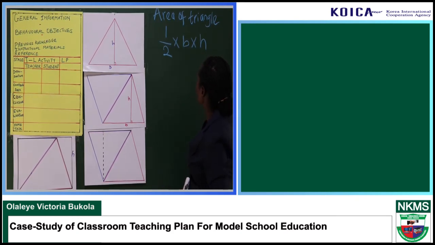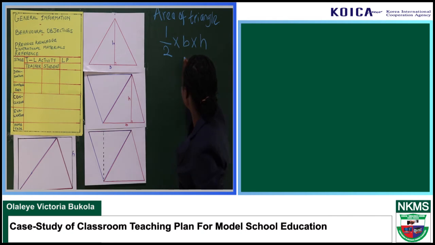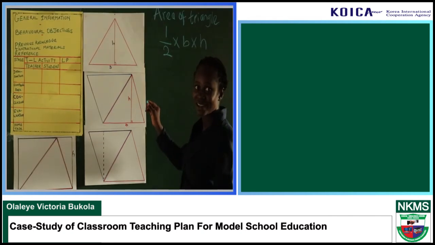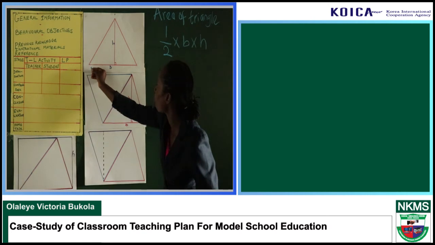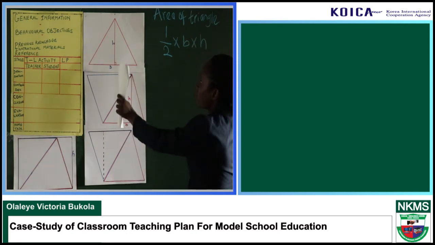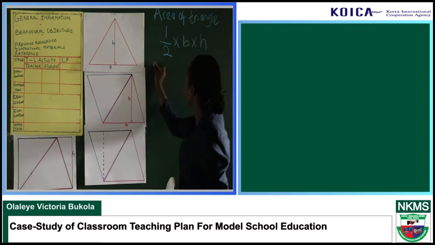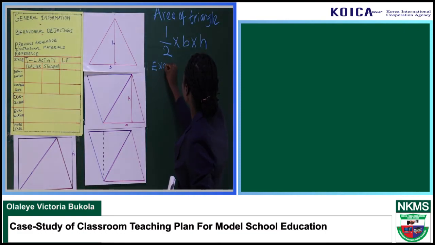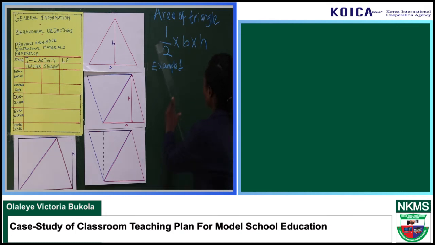Area of triangle, that is half times base times height, where b there, first alphabet here, is the distance along the bottom line here, and the h here is the height that is measured against angle 90 degrees here. Let's take a first example here. Let's look at an example here of a triangle of this shape.